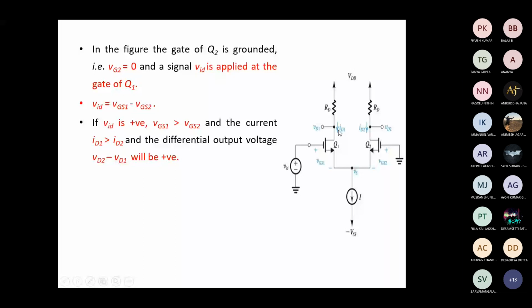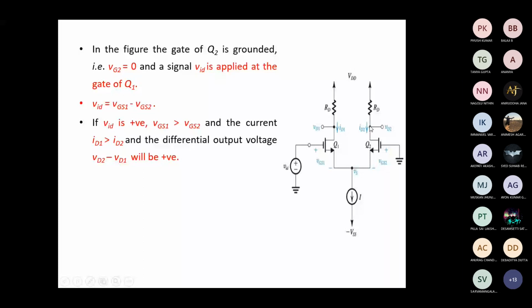Whenever VID is positive, or when the gate to source voltage of the first transistor is higher compared with the second transistor, the drain current will differ accordingly. ID1 will be higher compared with the drain current 2. In such a case, VD1 will be less compared with VD2. That's what is mentioned: VD2 minus VD1 will be positive.